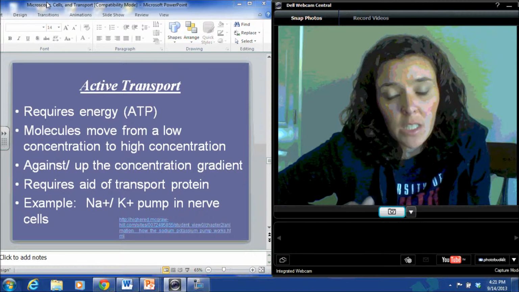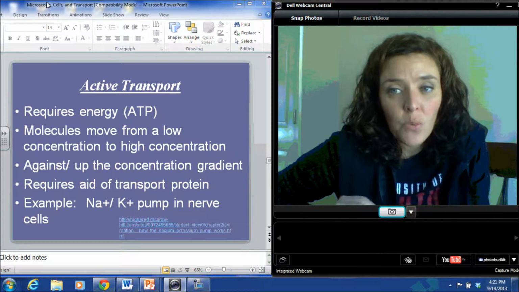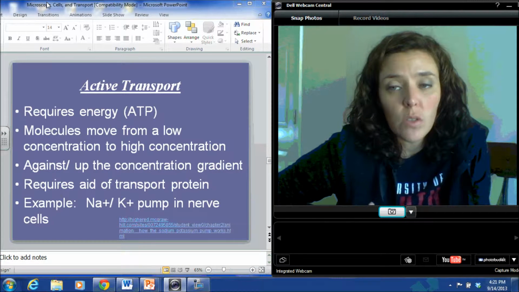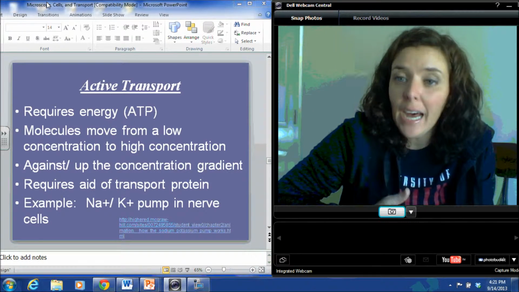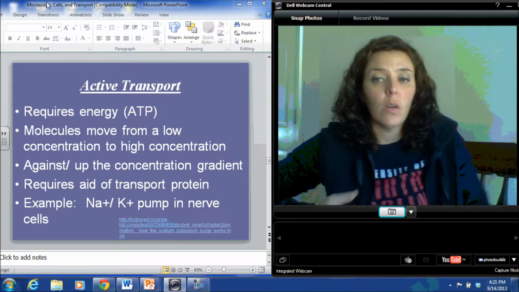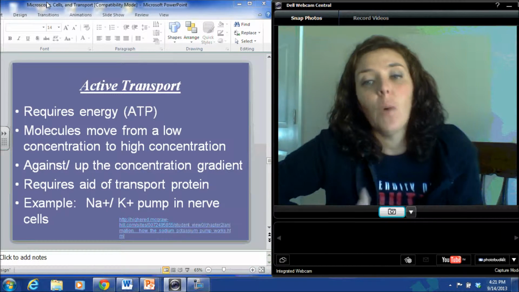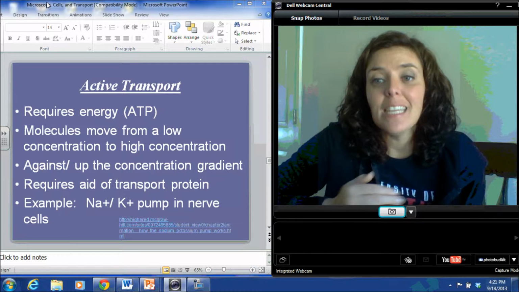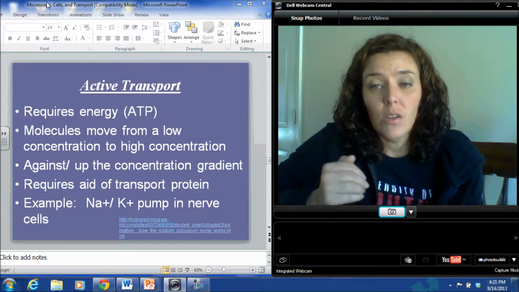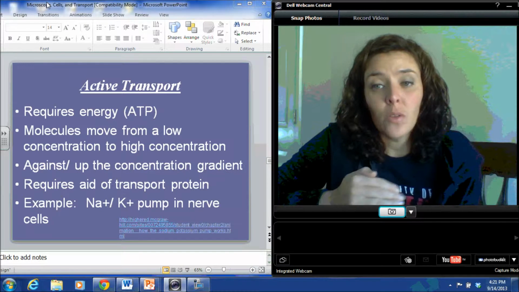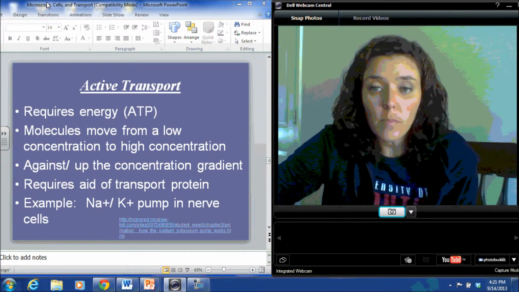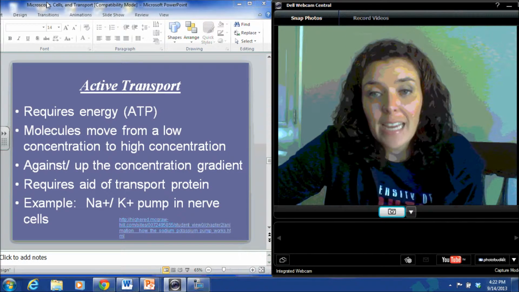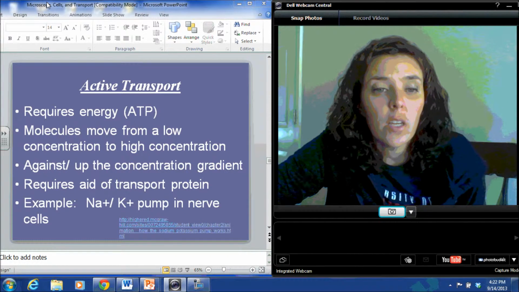Active transport is kind of the opposite of that. It requires energy. It's active. So in this case, molecules move from low to high instead of from high to low. Well, in order to do that, it requires energy. It's kind of like a fish swimming upstream against the current. Okay, so it has to fight that current, and then the only way to do that is to use energy. And that energy is in the form of ATP, adenosine triphosphate.